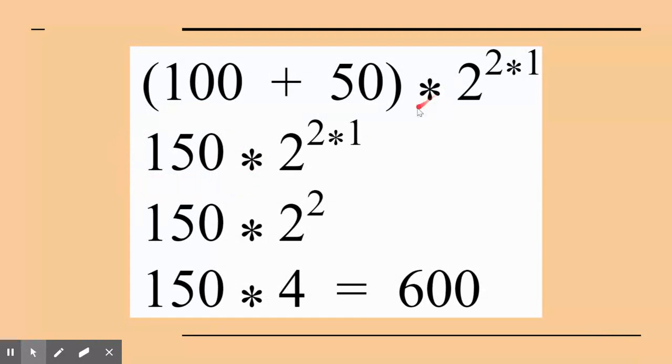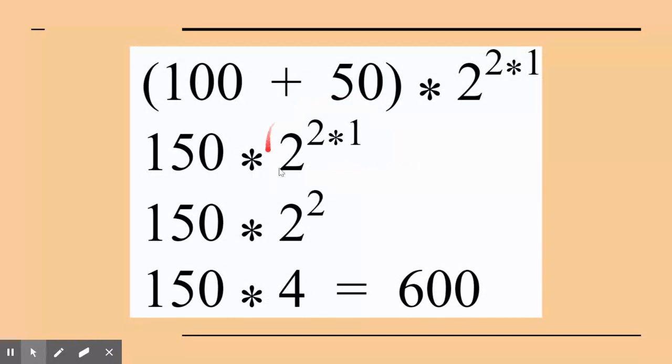And then everything else stays the same, times 2 to the power of 2 times 1. So this 100 plus 50 turned into 150. And then now I have 150 times 2 to the power of 2 times 1.